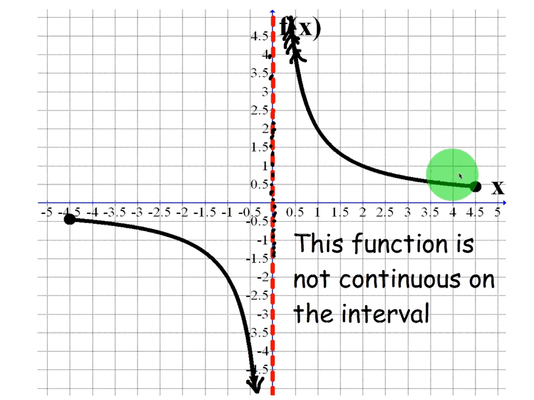If we look at this function, I believe this is 1 over x or some variation. We do have a closed interval. It's from negative 4.5 to 4.5, but it's not continuous at x equals 0. And because of that, it actually doesn't take on a biggest value. It's going to go up forever here. It's not going to take on a smallest value. So extreme value theorem doesn't apply here because it's not continuous at 0 on the closed interval.